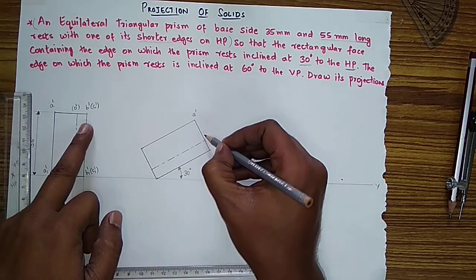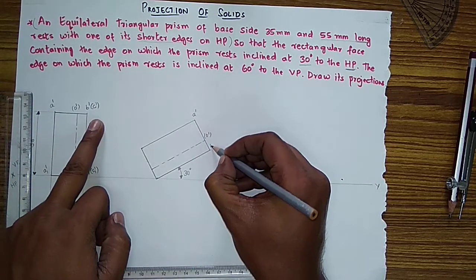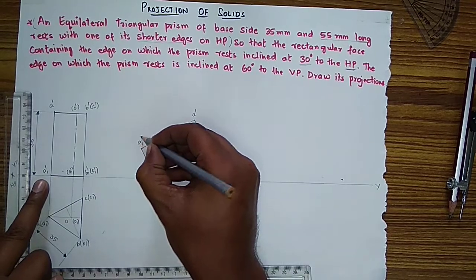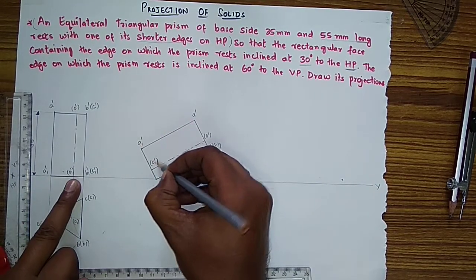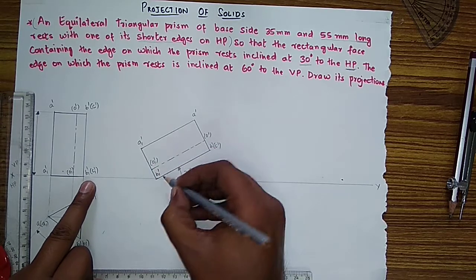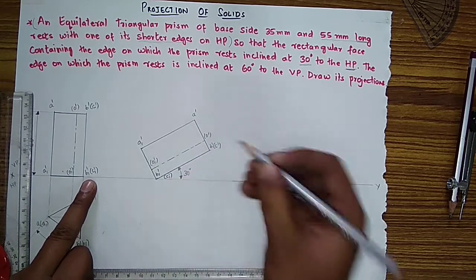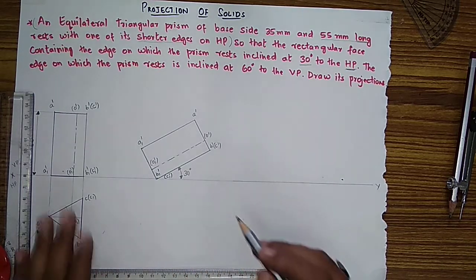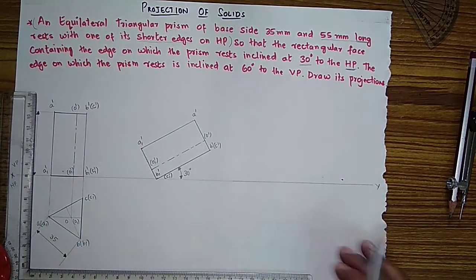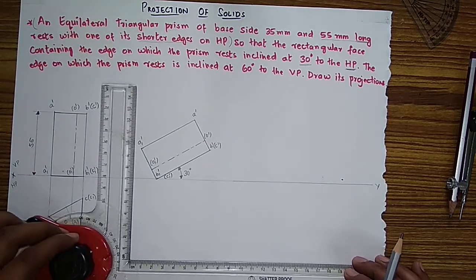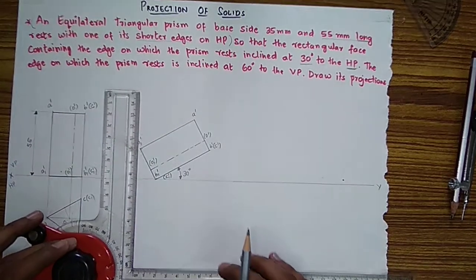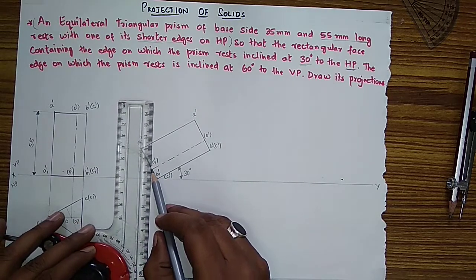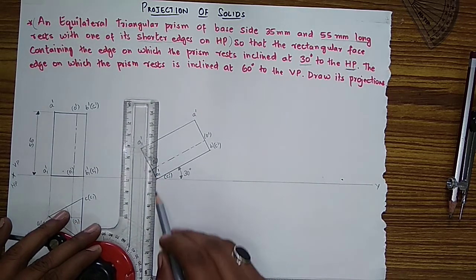A dash, O dash, B dash in bracket, D dash. Here A1 dash, O1 dash, B1 dash in bracket, C1 dash. Okay, after doing this, you have to complete the top view of the second projection. So to do this, you have to take the projection lines downwards from each point, from A1 dash, O1 dash, B1 dash, C1 dash.